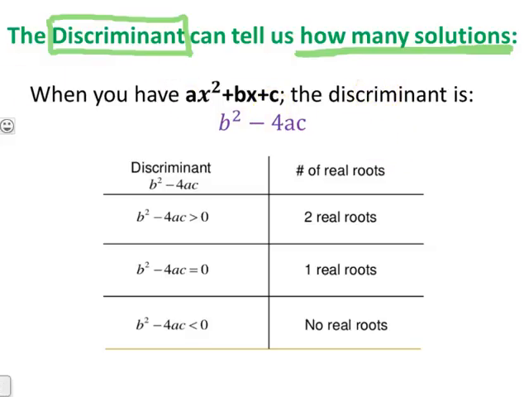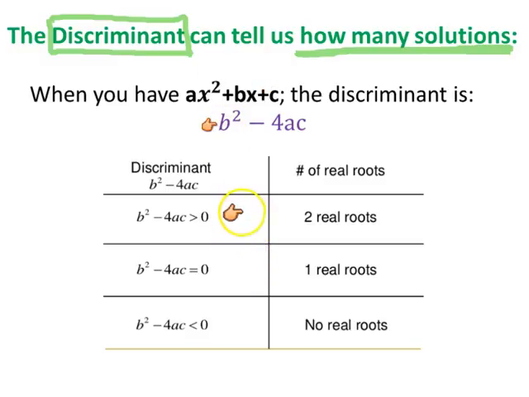So when you've got a quadratic equation written in this form, a would represent a number, a coefficient. So a number times x squared plus bx, so b would represent a number times x plus c. That would be another number. So when we've got our quadratic equation set up in this form, the discriminant is found by taking that number b and squaring it, subtracting 4 times whatever that term a is times whatever that term c is.